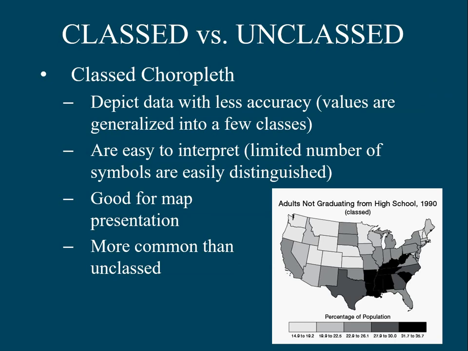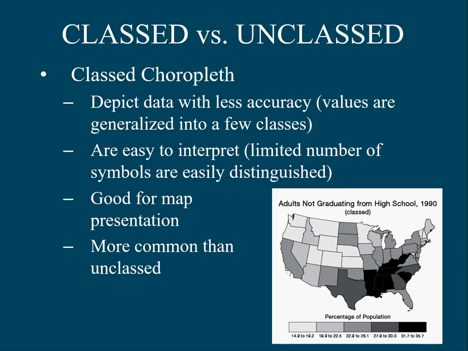So classed choropleths are going to depict data with less accuracy, because now we're grouping things together. We're not saying the state has this value or this ranking. It's within this range, so it's less accurate, but it's easier to interpret. Now we've limited the number of symbols, which makes them easier to identify and gives the reader a more generalized ranking structure. We don't need to classify each of these states as individual states. I don't really care which state is the 48th and which one is the 47th. We can now just see patterns.